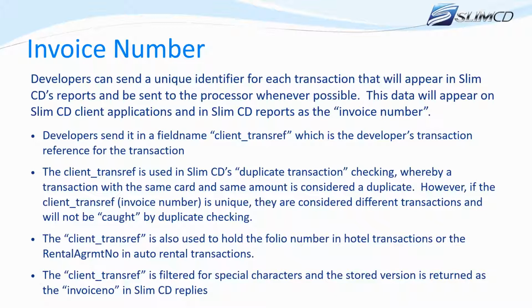Let's start with the invoice number. This applies to all the industries. The developers can send a specific unique identifier for each transaction, and we're going to record that inside the SlimCD system, and on our reports it appears as the invoice number. This number will also be passed to Visa and MasterCard, the payment processors, and it may appear in their reports as well. So it is sent to SlimCD in a field name called client transref, which is the client or the merchant's transaction reference number.